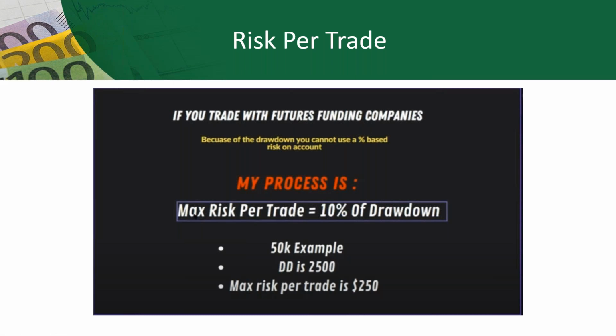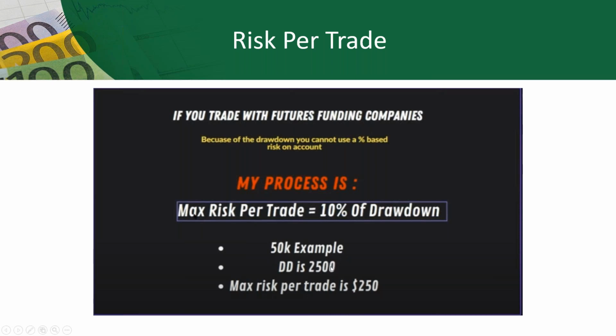So this is my process. You go and get a $50,000 evaluation account, and you're like, all right, I'm going to build this thing up to $53,000, I'm going to pass, and then I'm going to do it again, and I'm going to have funding. I'm going to be a funded trader. You know what? That's not true. You're not trading $50,000. You're trading your drawdown. On a $50,000 account, your drawdown is $2,500.